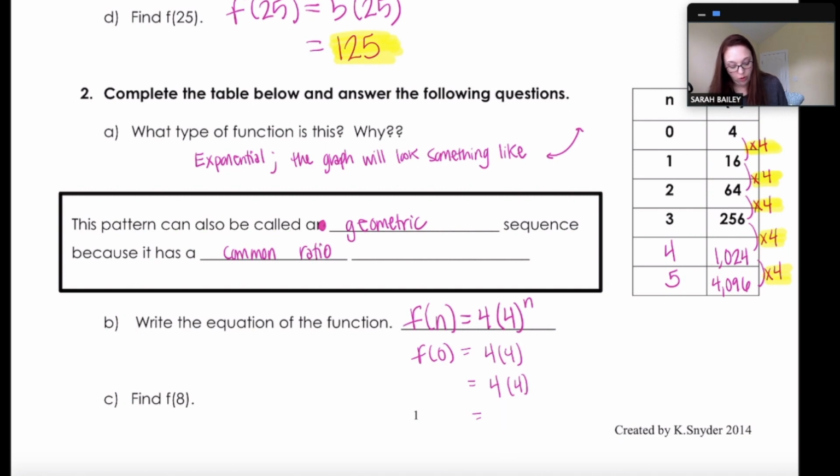Okay, so 4 times 4 to the 0 power. Well, 4 to the 0 power is 1, so it'd be 4 times 1, which is just 4. Okay, so that checks out. So the equation is going to be 4 times 4 to the n power.